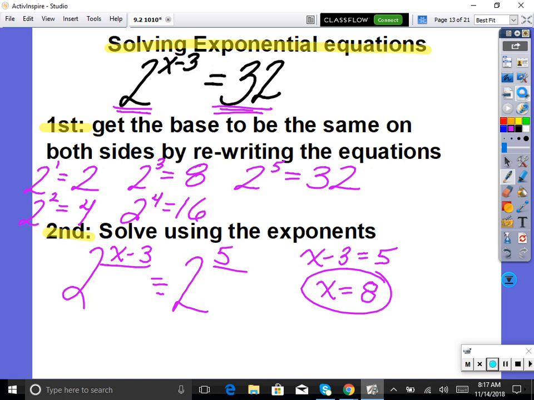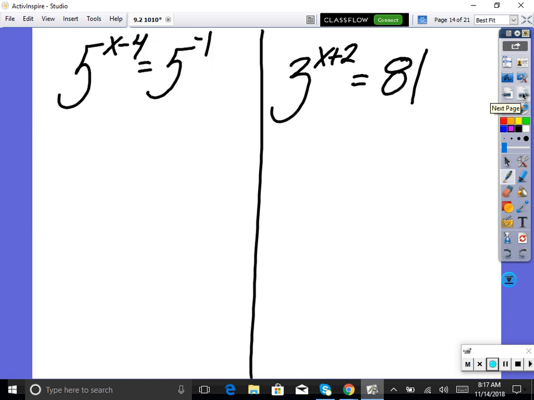Do another one. 5 to the x minus 4 equals 5 to the negative 1. Are they already the same base? So what would my true statement be? x minus 4 equals negative 1, so then add 4. So x equals 3. Done.